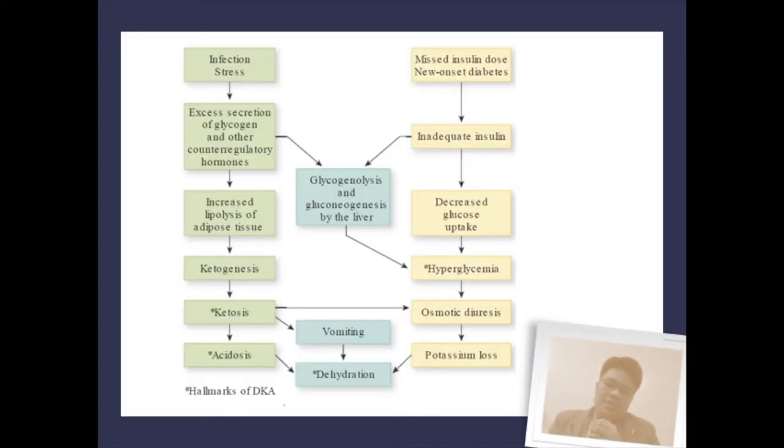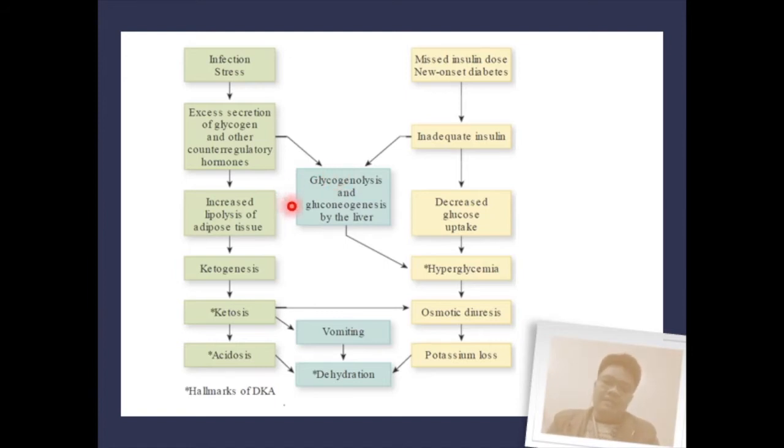Now, if you look at this pathophysiology, this was actually derived from the book of Saunders. Okay, the triggers for your diabetic ketoacidosis include infection and stress, which result in excess secretion of glucagon and other counter-regulatory hormones. So that secretion of glucagon is made possible by glycogenolysis and gluconeogenesis. Recall that glycogenolysis is glycogen being broken down to glucose, and gluconeogenesis is the formation of glucose from amino acids. So that's not the usual process that our body would be doing.